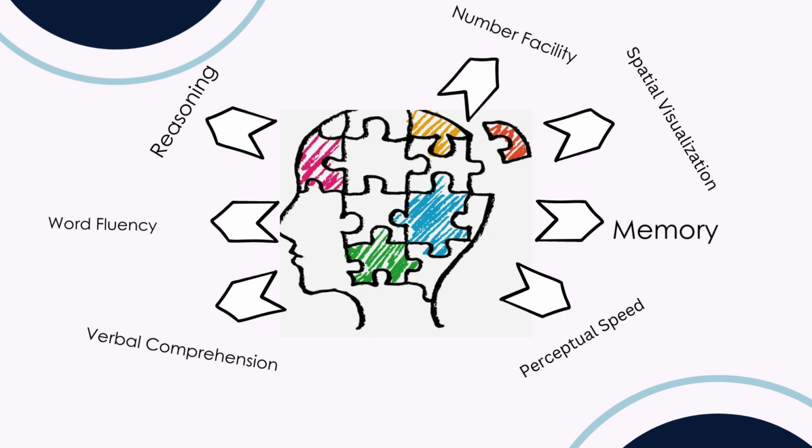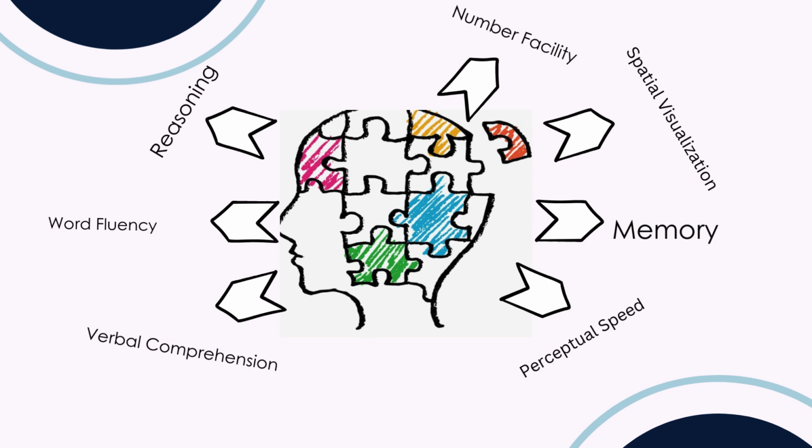Fourth, spatial visualization. This is the ability to mentally manipulate and visualize objects in space. This can be used when understanding how shapes fit together, visualizing transformations such as rotation or flipping. This can be used during tasks which might involve identifying how objects look from different angles or solving puzzles like tangrams.